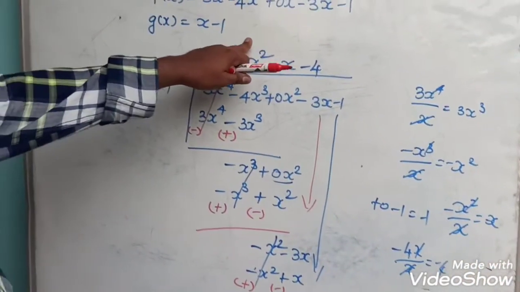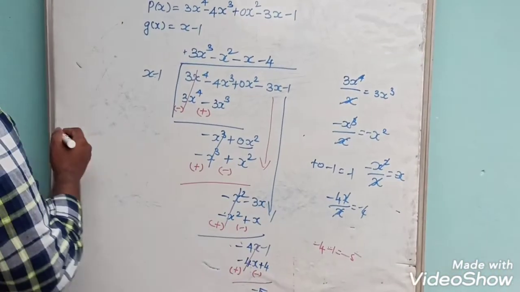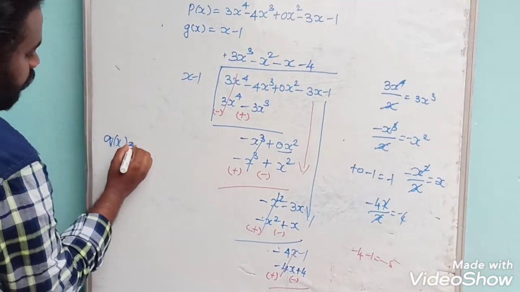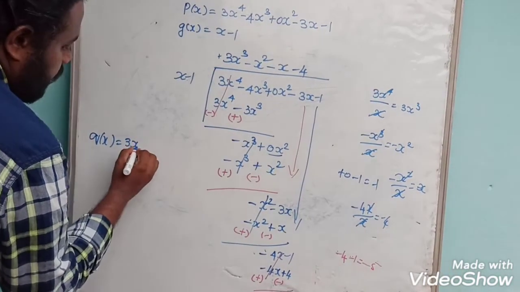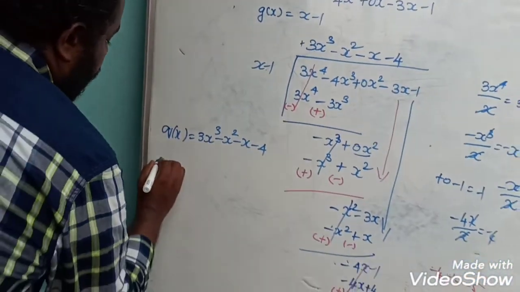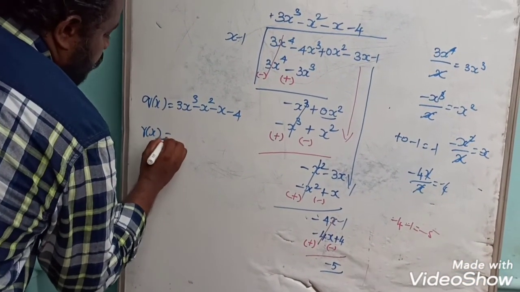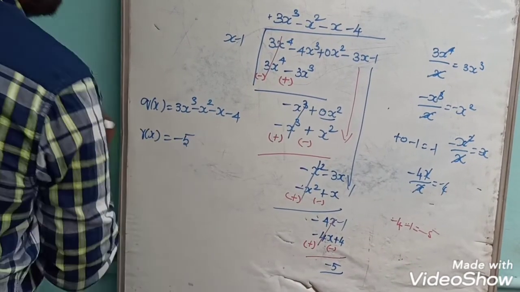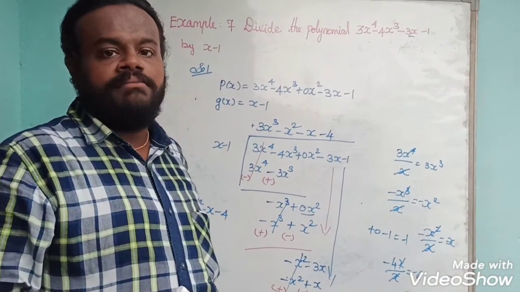So the quotient is there. Remainder is there. Q of x which is equal to 3x cube minus x square minus x minus 4. And then r of x equal to minus 5. Next we move on to example number 8.